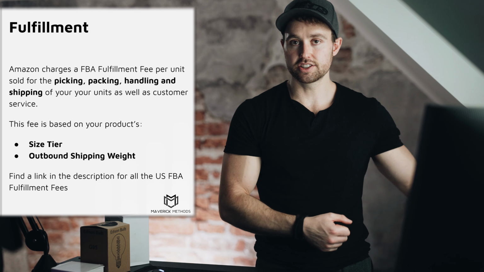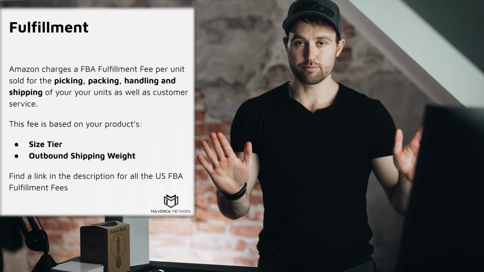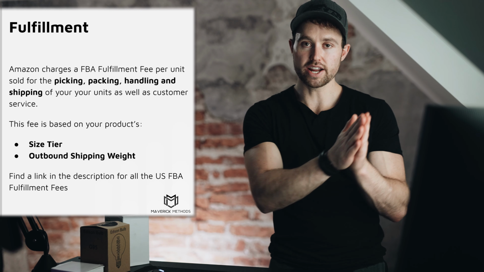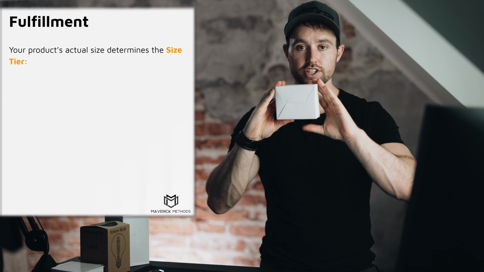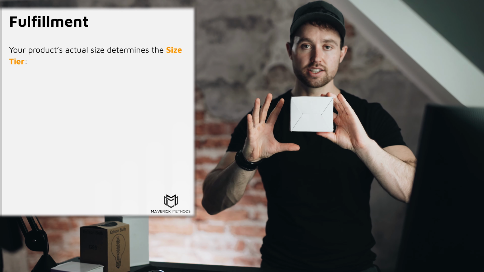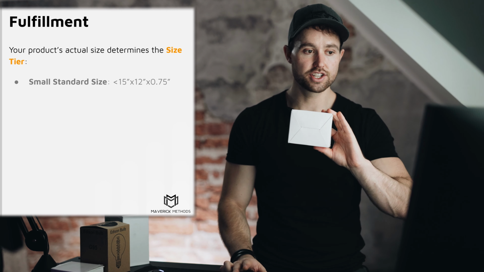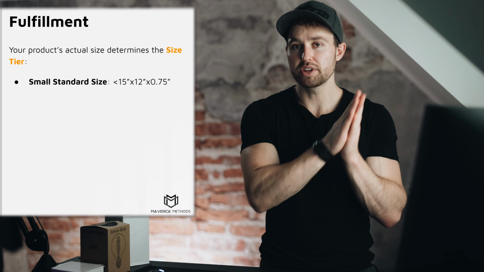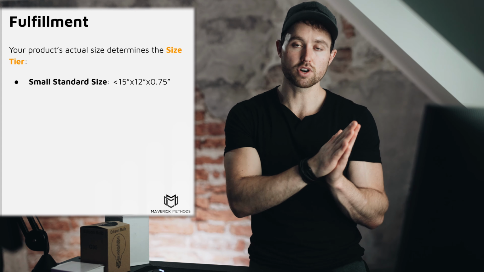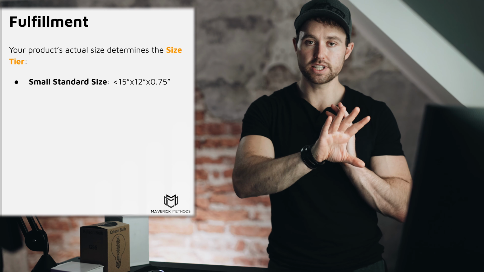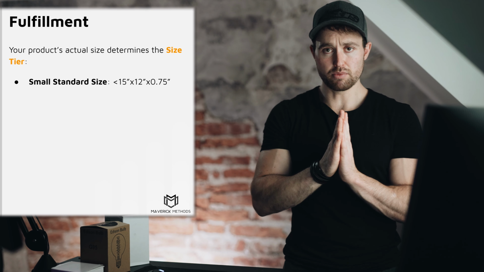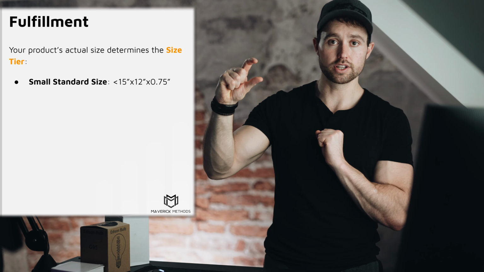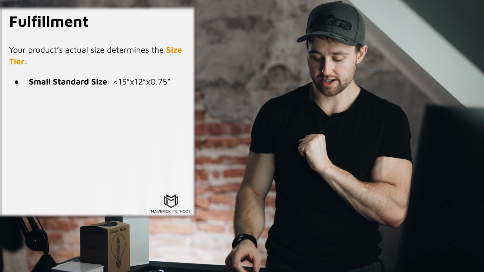You're also going to have a link in the description where you can see all the FBA fulfillment fees as well, but I'm going to break it down really easily for you today. Your product's actual size determines the size tier. So if this were your product, the actual size of this is going to determine the size tier. For example, you will be in small standard size if your product measures beneath 15 inches by 12 inches by 0.75 inches. But keep in mind, that's super thin. That's like book thin. So really difficult to fit into that category.